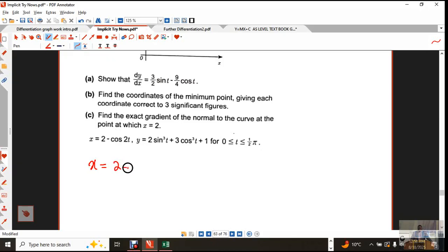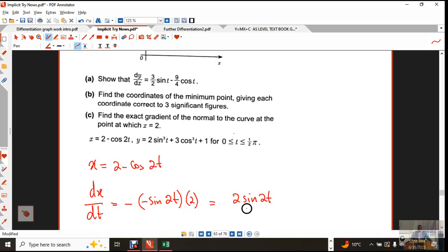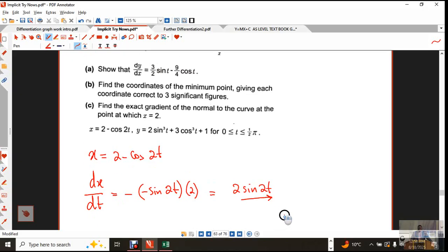So x is equal to 2 minus the cos of 2t. Then dx/dt will be, the derivative of 2 is obviously 0, and the derivative of cosine is minus sine of 2t times the derivative of 2t, which is just 2. So at the end of the day, this gives me 2 sine 2t. Okay, so that takes care of that one.